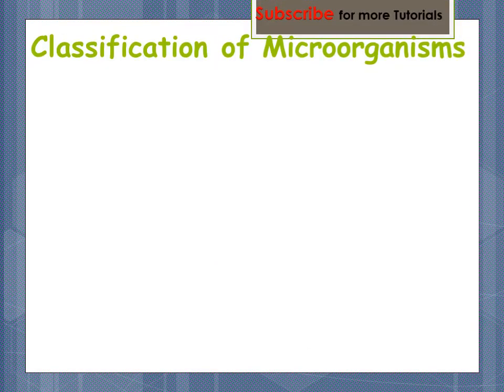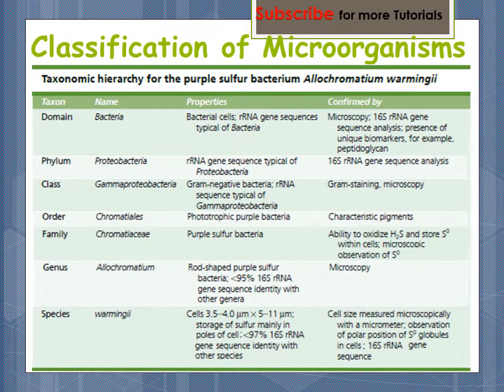In this slide, we are using the purple sulfur bacterium, Allochromatium warmingii, as an example for illustration of classification, starting from species, genus, family, order, class, phylum, and finally domain. It falls in the domain of bacteria.